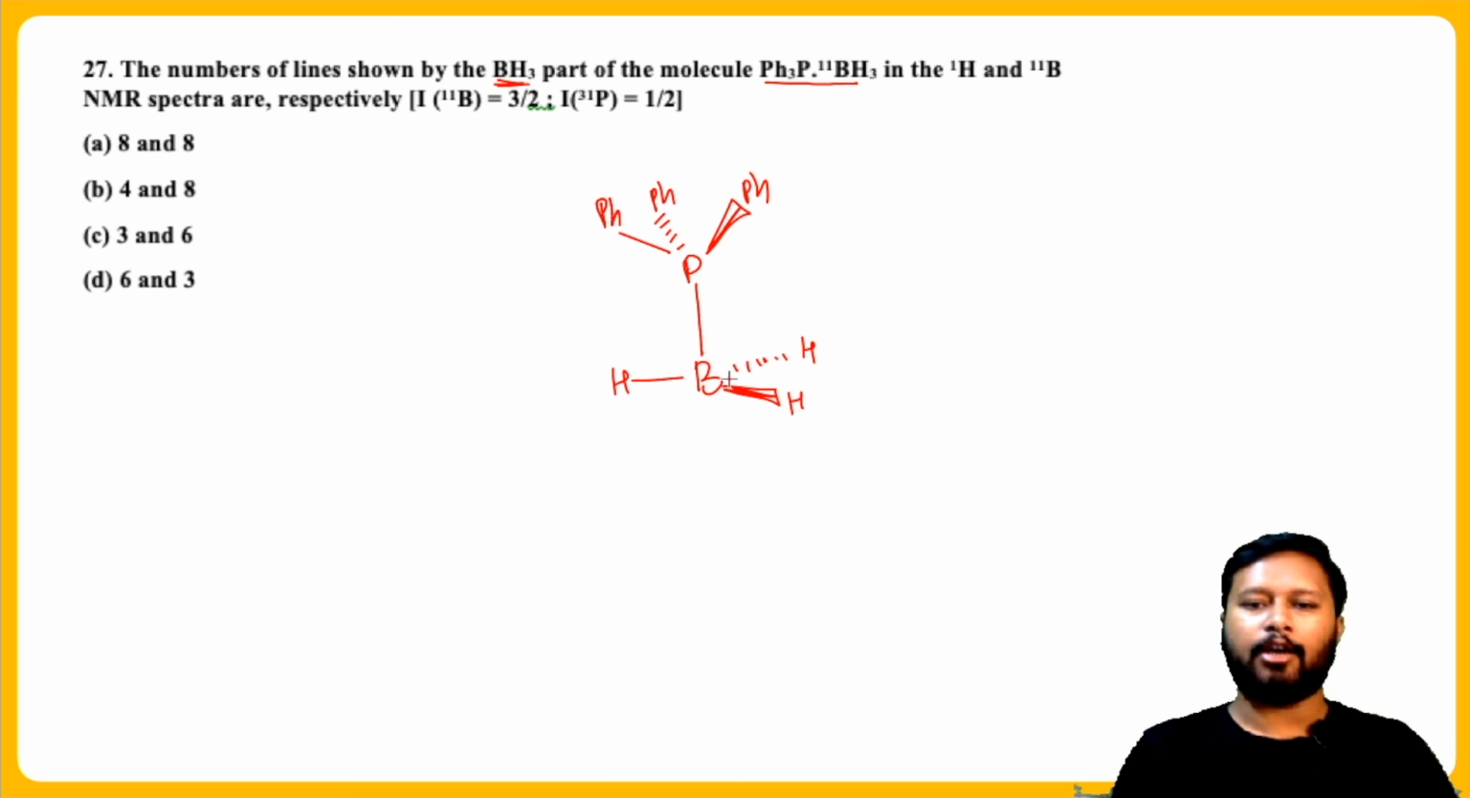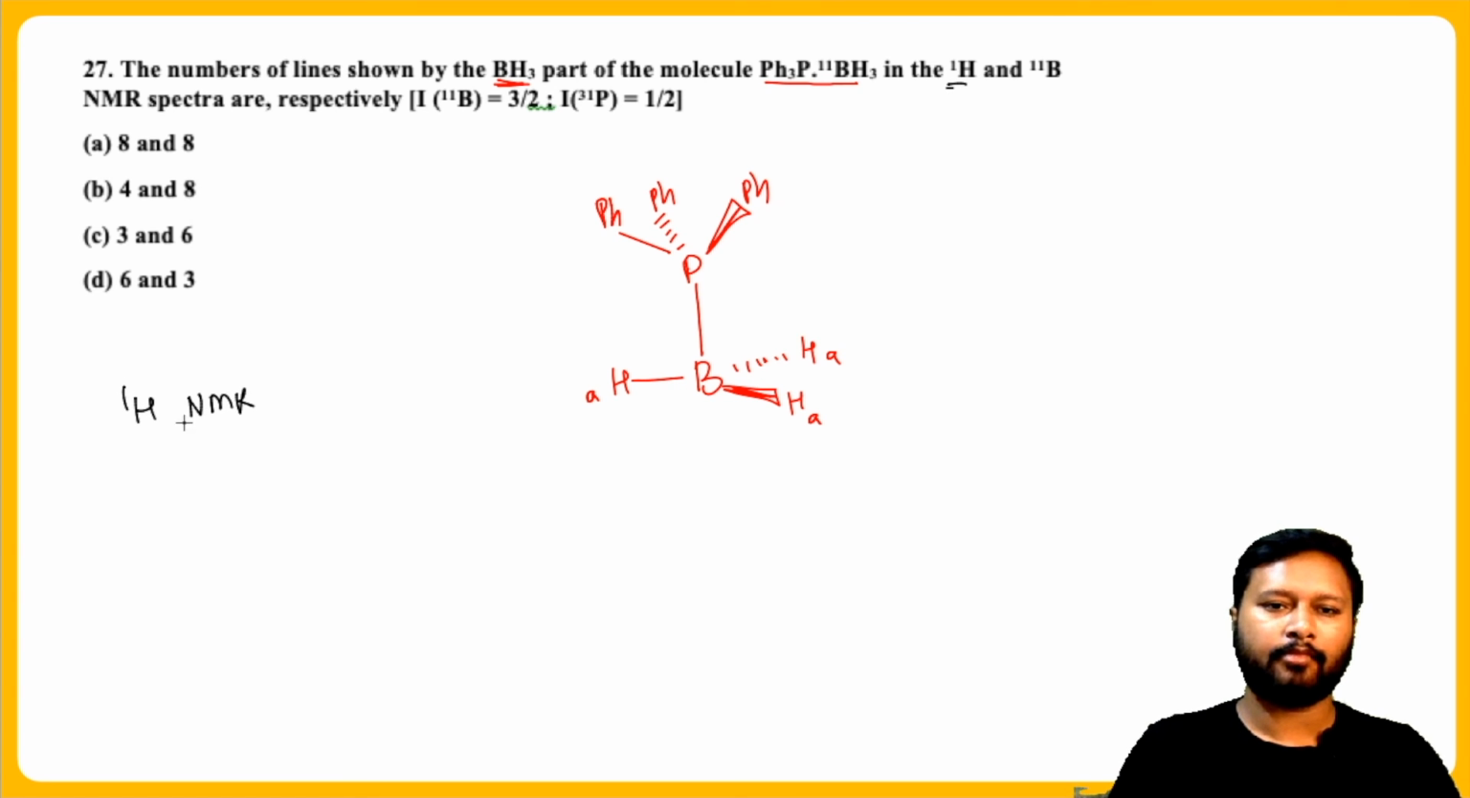Right. Now you have to tell that, first of all, these 3 hydrogens are of the same type, right? So let's call them hydrogen of type A, type A and type A. Since all these hydrogens are of type A, let's look upon proton NMR. Who is going to split these hydrogens? Of course, boron is going to split it first, right?